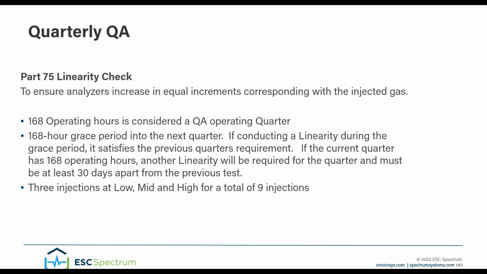So I have 168 hours into the next one that I can do that particular linearity, but it will count towards the previous quarter. If the current quarter has 168 operating hours, then another linearity is going to be required for that particular quarter, and it must be at least 30 days apart from the first test. So I can't do a linearity today that counts towards the previous quarter and then do one tomorrow for this quarter. No, I've got to wait at least 30 days. 3 injections at low, at mid, and at high for a total of 9 injections.